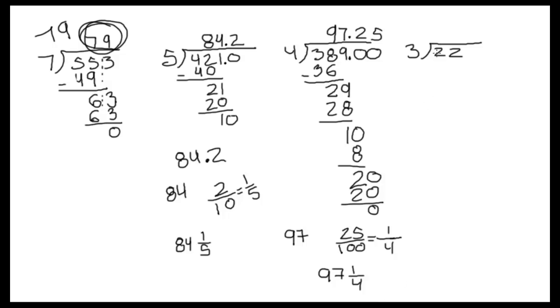Alright, our last problem. 3 into 22. 22 divided by 3. 3 will not go into 2. 3 will go into 22 7 times. And you'll get 21 left over, 1. Going to do our nifty invisible decimal point, the 0, drop it down. 3 goes into 10 3 times, because 3 times 3 equals 9.